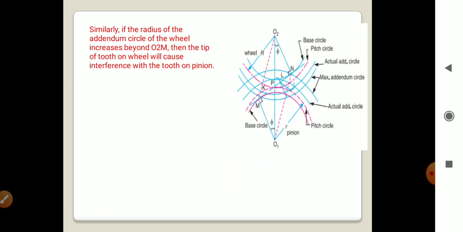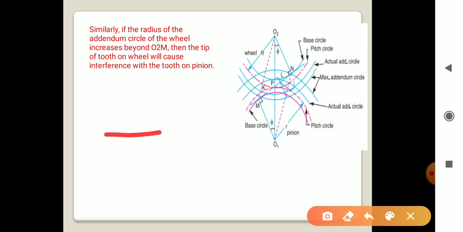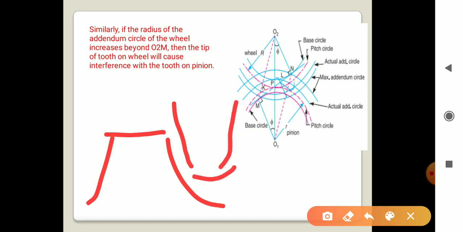Similarly, if the radius of the addendum circle of the wheel is increased beyond O2M, then the tip of the tooth on the wheel causes interference with the tooth on the pinion. Suppose I draw a figure here. Suppose this tooth is here, and another tooth will be meshing with this one.